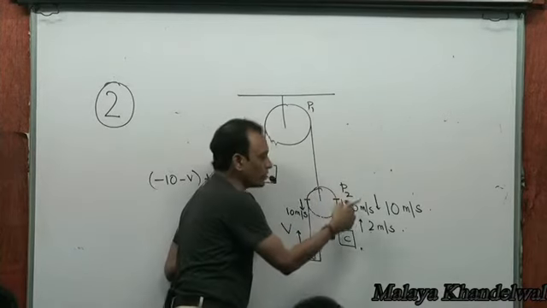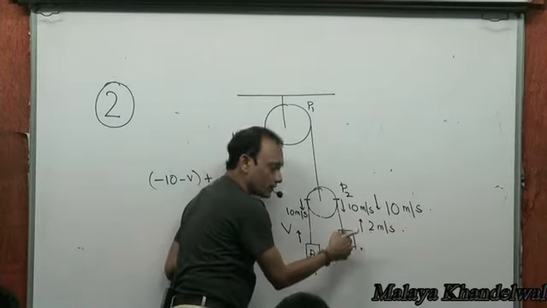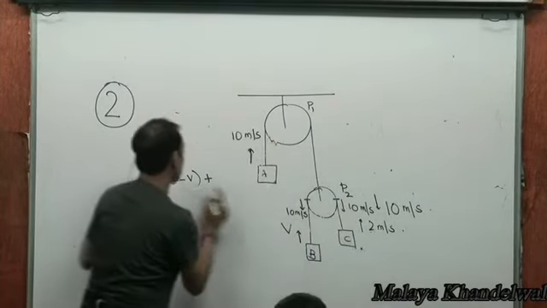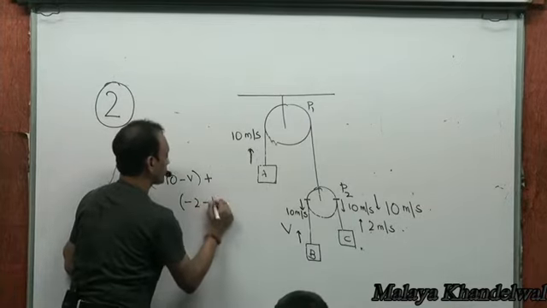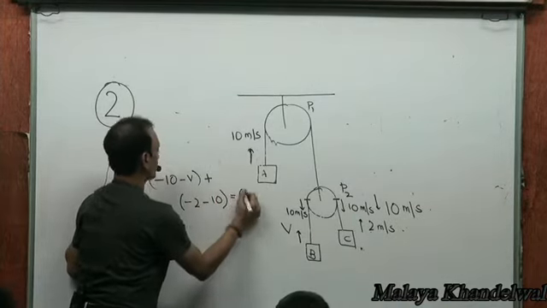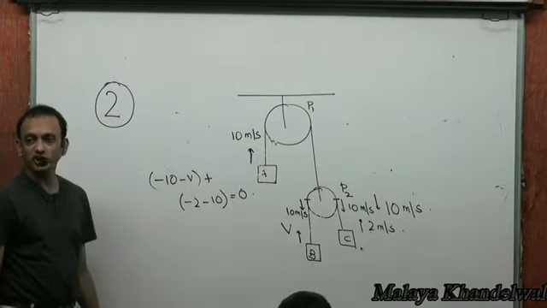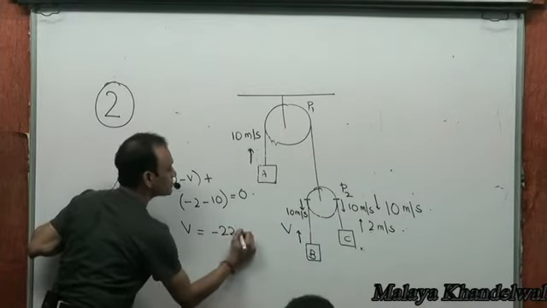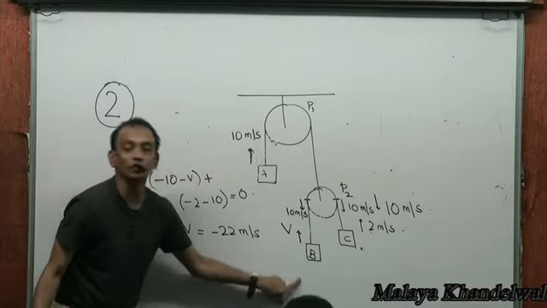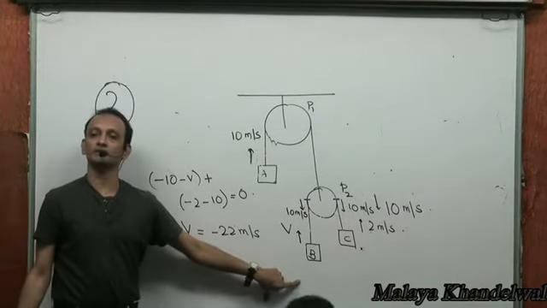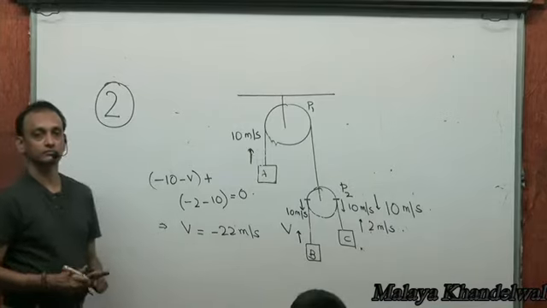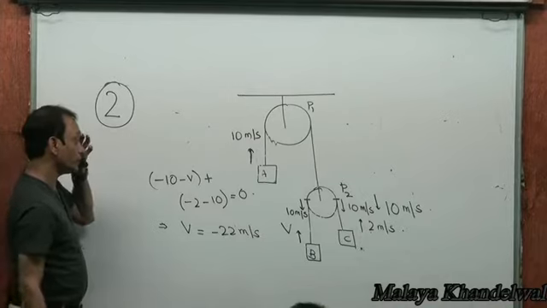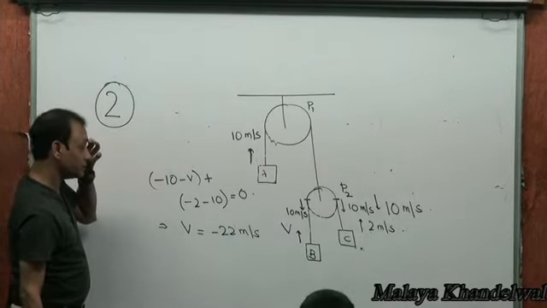This is wrap-up length. Don't bother. Then I go this way. Velocity of this point in this direction is minus 2, minus 10. Yes or no? V then turns out to be minus 22 meters per second. That means B is moving down with 22 meters per second. That's how you get it. No? Really?